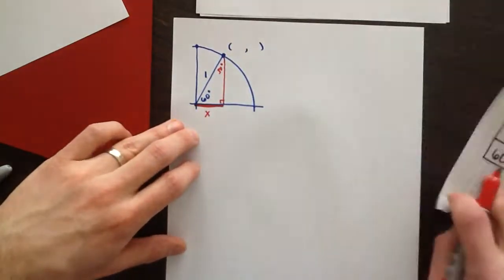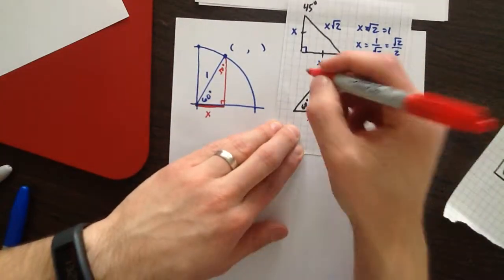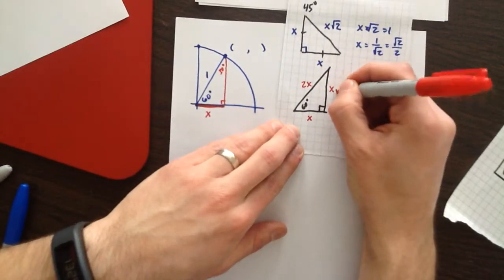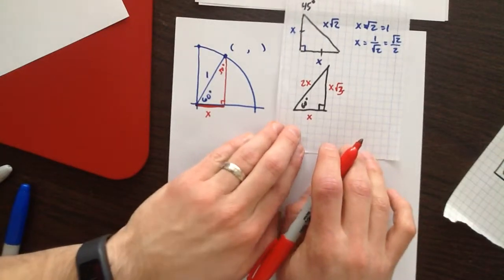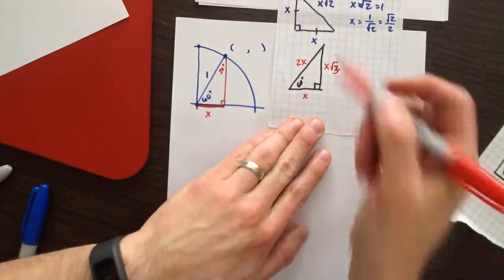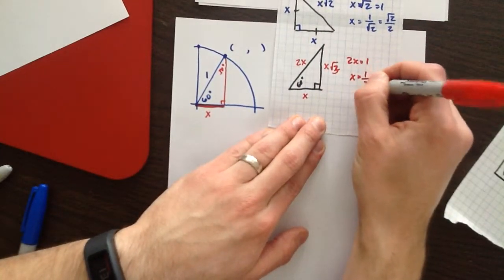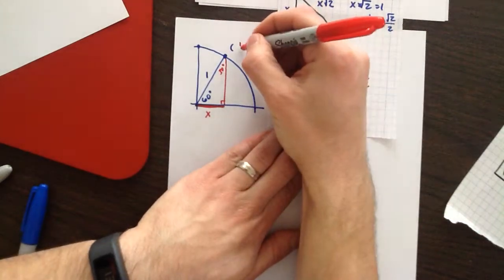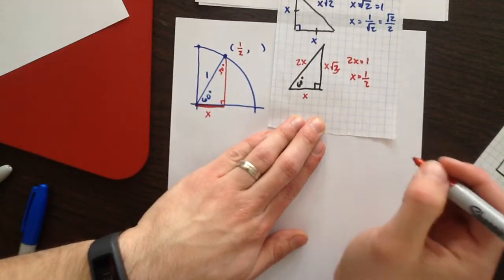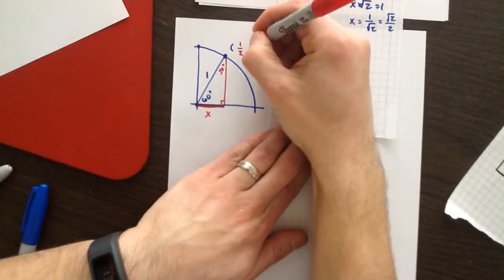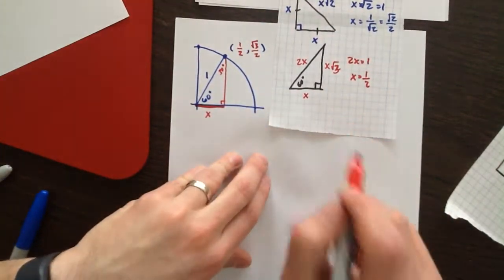Now if we remember back to our 30, 60, 90, that was x. That's 2x. That's x root 3. So if 2x is worth 1, x would be 1/2. That's 1/2. What's the y value? 1/2 root 3, or we're going to say it root 3 over 2. Root 3 over 2.